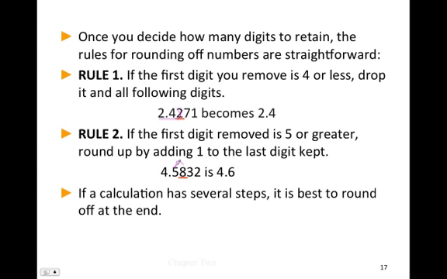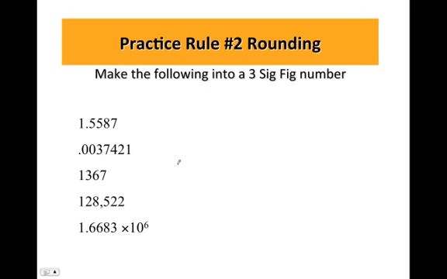If there are a few steps, it's best to round off at the end. So don't round to your least significant figure until the final answer that you're going to report. This means that rounding will contribute less to your error. Go ahead and try to round all of these into 3 significant figures.